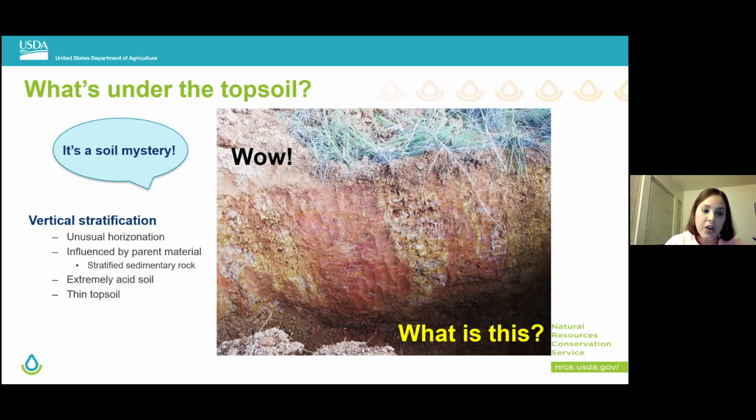And what happened here is that the parent material was playing a major role. I want you guys to look at me, at the camera. I'm going to show you something here. What happened in that soil is that the parent material is a stratified sedimentary rock. So you have something like this. The papers are acting like different layers.